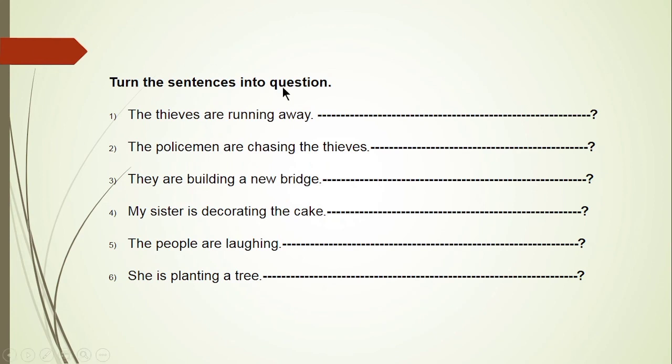Next we have interrogative or questions. The thieves are running away. So the technique is to bring the helping verb to the start of the sentence. Are the thieves running away? The policemen are chasing the thieves. Are the policemen chasing the thieves? This way, convert the rest of the sentences into questions.